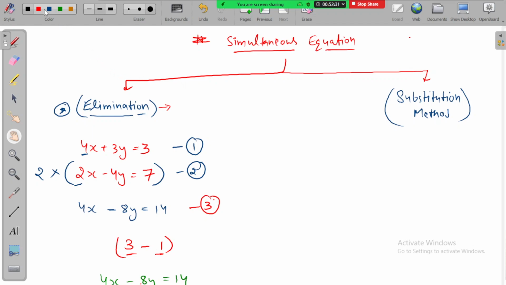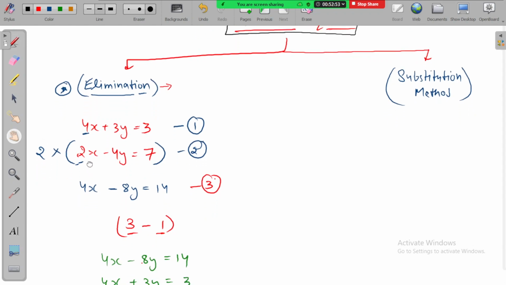So if we rediscuss what we have done, simultaneous equations: there are two methods. The first method we discussed is elimination. What does the word elimination mean? Elimination means removal of one of the variables that you have. You have basically two variables and we want to remove one of them. How do we remove it? We make the coefficients the same.